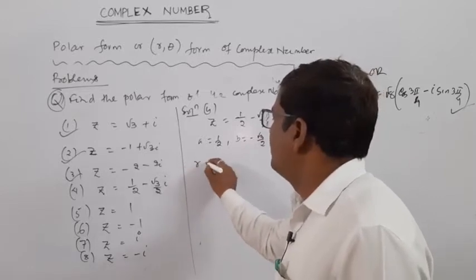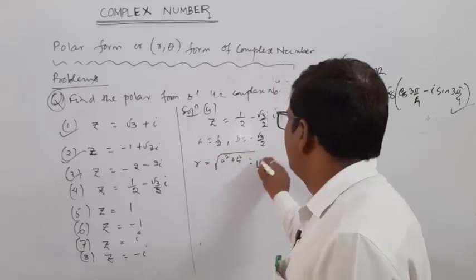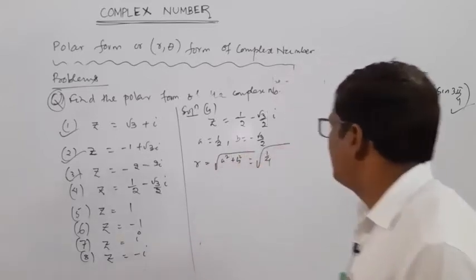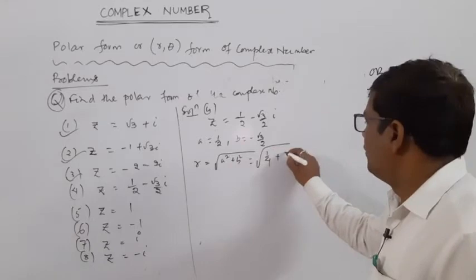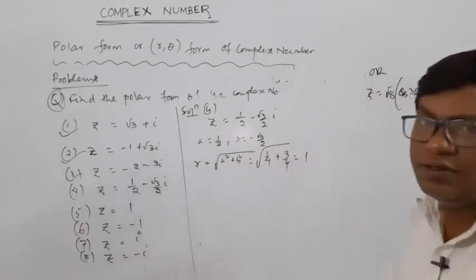And r is equal to, therefore r is equal to what? Square root of a square plus b square, that is 1 by 4 plus 3 by 4, that is 4 by 4, that is 1. So r is equal to 1.